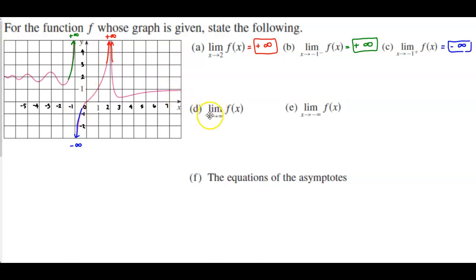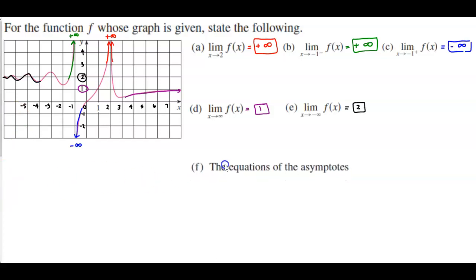So in part D, the limit as x is approaching infinity of the function f of x. So we can see here that as the function is approaching positive infinity on the right, it's going towards 1. So that means that's going to equal 1. Okay, and then in part E, the limit as x is approaching negative infinity, so as this function is going towards negative infinity, we see that it's oscillating to the value of 2. So therefore that is equal to 2.